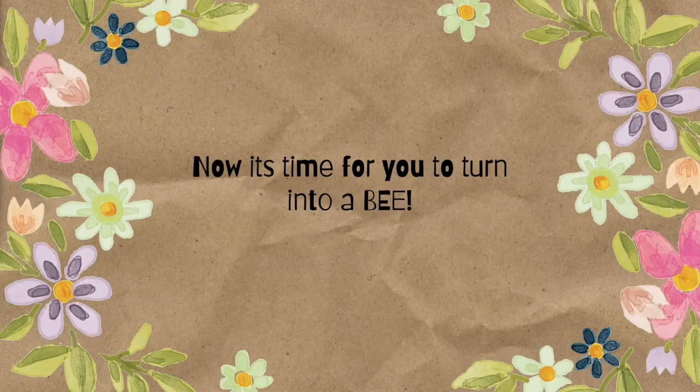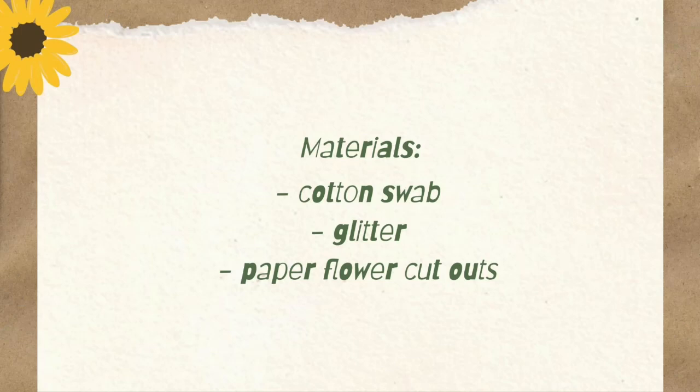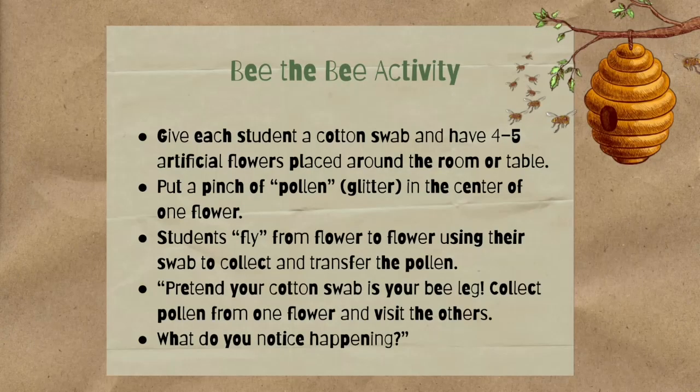Now, it's time for you to become your very own bee. What we will need are cotton swabs, glitter, and paper flower cutouts. For the Bee2Bee activity, each student will receive a cotton swab. They will have 4 to 5 artificial flowers around the classroom where they will go and use their cotton swabs to pinch a little bit of pollen into the center of each flower.